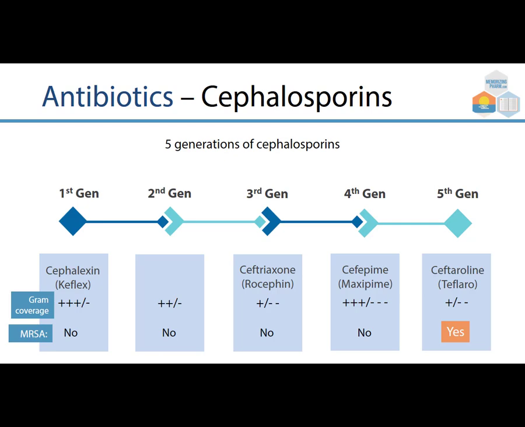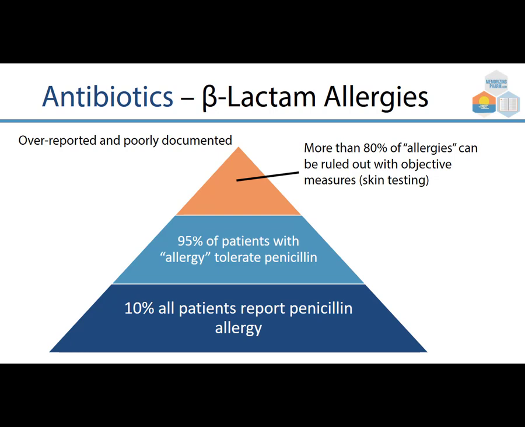Something we should talk about, though, are allergies. They're overreported and poorly documented, but because we are a very litigious nation, that is, we have a lot of lawyers, as soon as somebody says penicillin allergy, you put it in the chart, and all of a sudden they can never get a penicillin or a beta-lactam. Even though more than 80% of so-called allergies can be ruled out with objective measures like skin testing. So 95% of the patients with the allergy tolerate the penicillin, and 10% of all patients report a penicillin allergy.